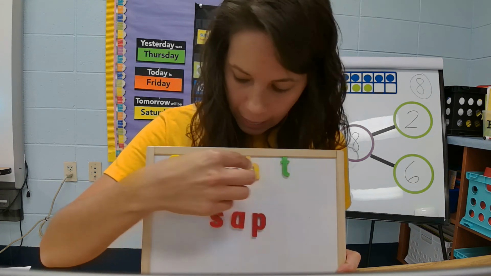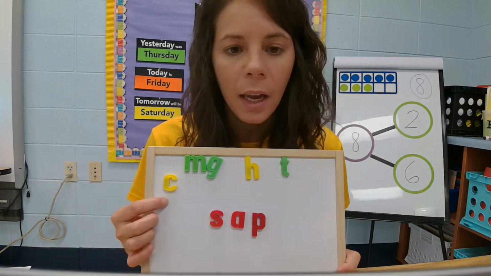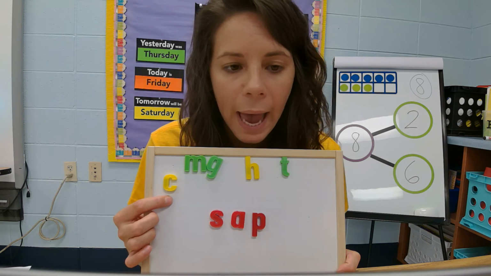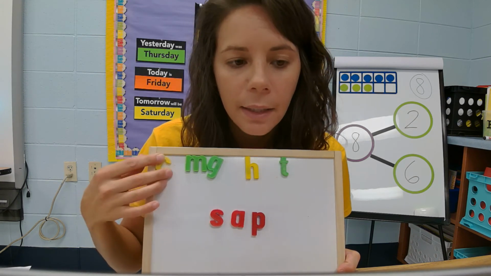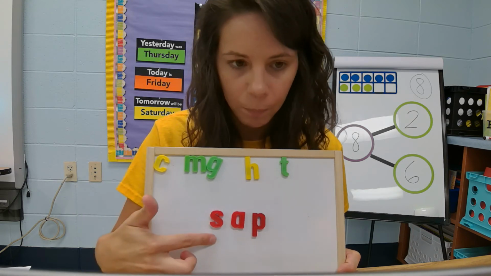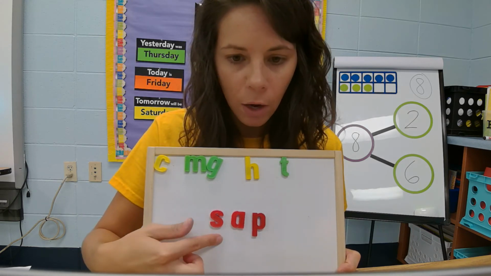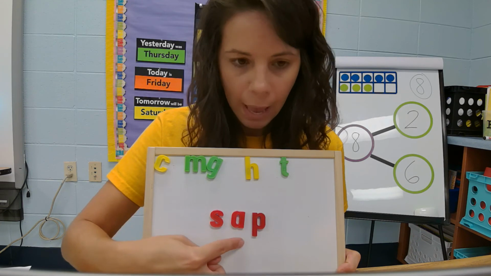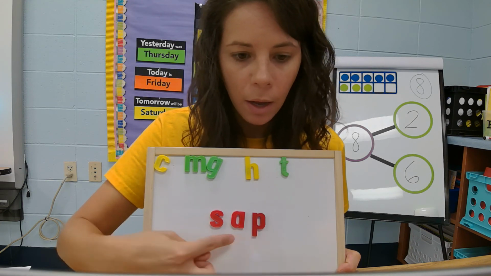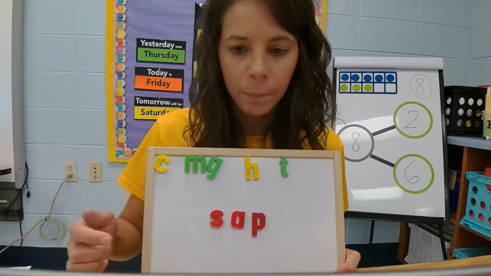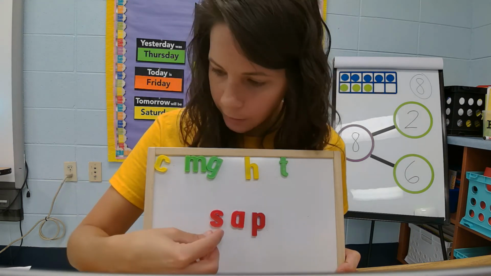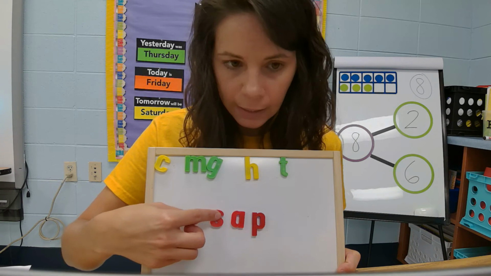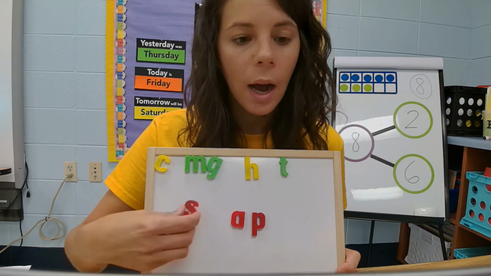Okay. Right now our C has been saying K. Like cat. K. And our S says S. Like snake. All right. So let's sound out our word. S. A. P. Sap. Awesome. Now let's change our beginning sound again to a G.